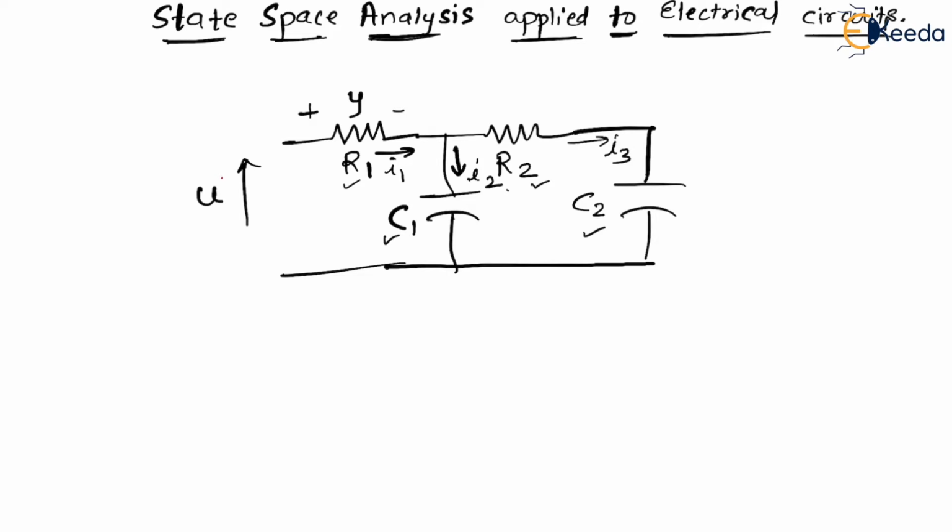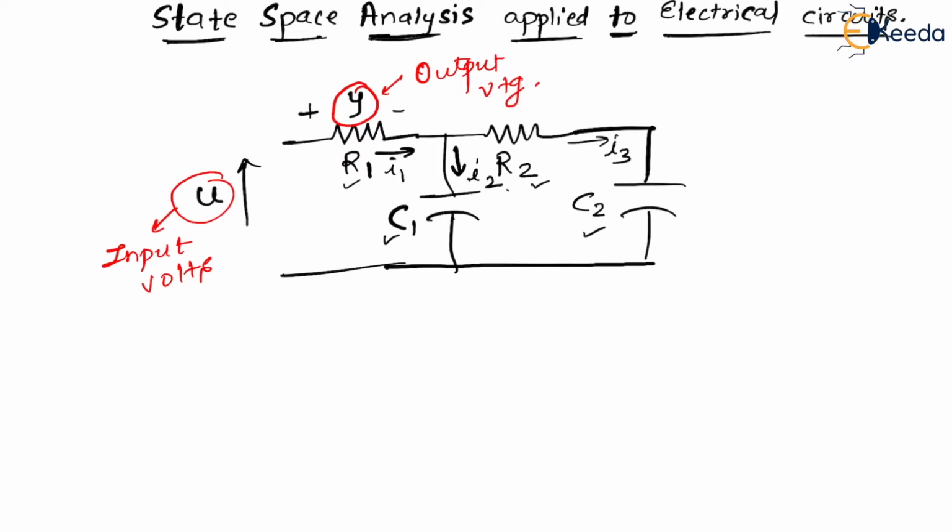Similarly, the output variable Y can be taken in the same fashion. So this U is nothing but the input, or input volts in this case, because it is an electrical circuit, and Y is the output voltage. Now let us try to apply the same. What are you expected to find here? You are expected to find the output voltage across this resistance R1, which is your Y. So now let us start with the solution.